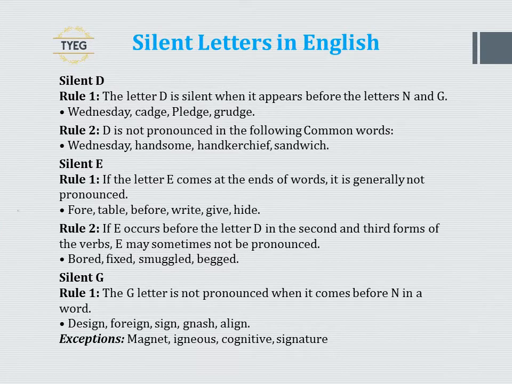Silent D. Rule 1. The letter D is silent when it appears before the letters N and G. Wednesday, cadge, pledge, grudge. Rule 2. D is not pronounced in the following common words: Wednesday, handsome, handkerchief, sandwich.